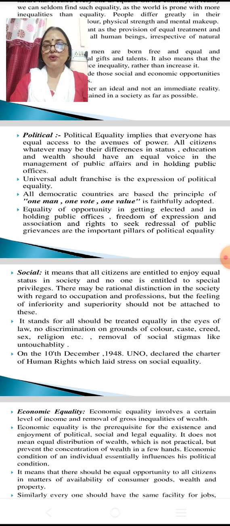And those who are enjoying the adult franchise have the right to cast their vote. They can become a candidate if they meet the age criteria. No discrimination will be done. So, this is political equality. Universal adult franchise is the expression of political equality. All democratic countries are based on the principle of one man, one vote, and one value.